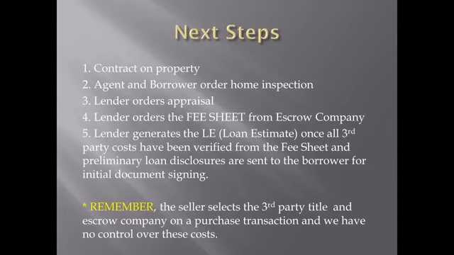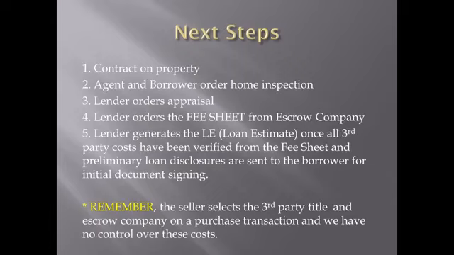Assuming that you find a good property, we're going to contract on that property. First step, your agent and you are going to order your home inspection. The lender is then going to order the appraisal. At this point, okay, prior to ordering the appraisal, we have to disclose your loan terms officially. So now that we have a property address because of the contract, we're going to request preliminary loan disclosures from our compliance department. But before we request the preliminary loan disclosures, we always request what's called the fee sheet from escrow.